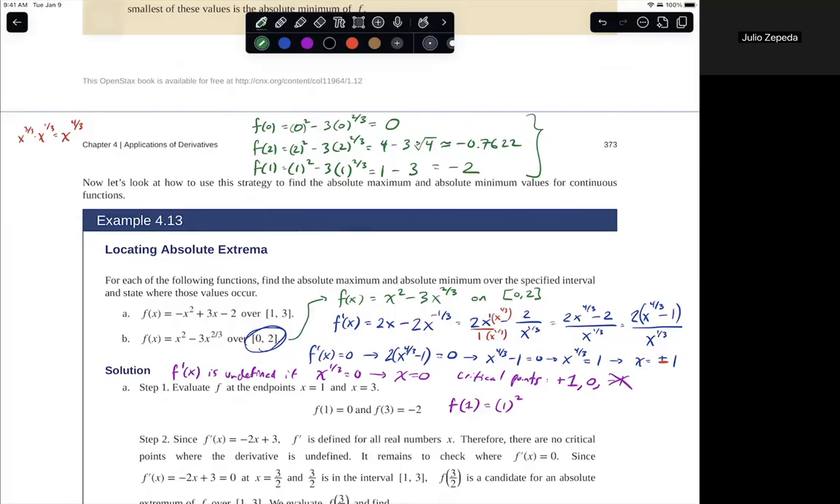All right, so the absolute minimum is just the lowest of these values. So absolute min is negative 2 at x equals 1. And the absolute maximum, the largest value here, is 0 at x equals 0.